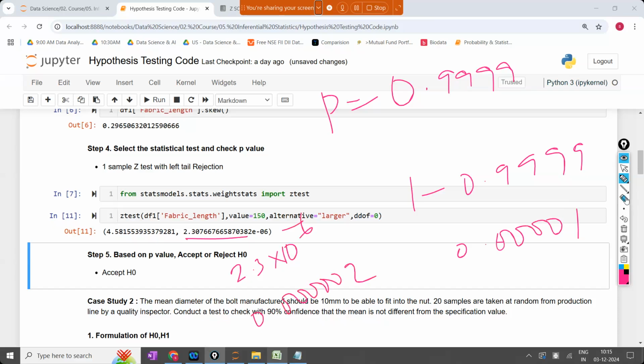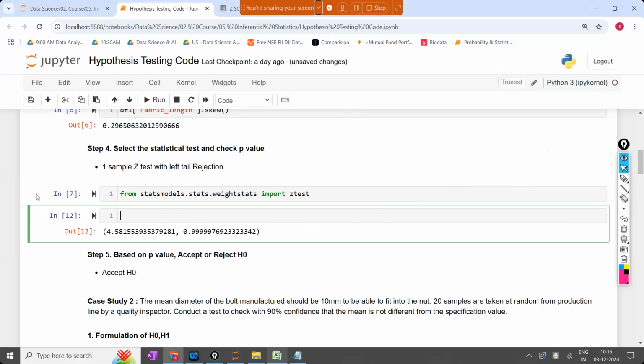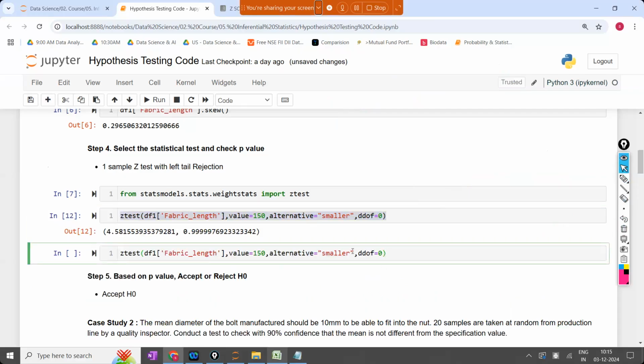Or if you still have a doubt, I'll show you in 1 minute. First, I'll take the smaller value. Separately, I will write smaller here, and separately I will write larger here. The same example, I'll write below in one more cell, with larger.